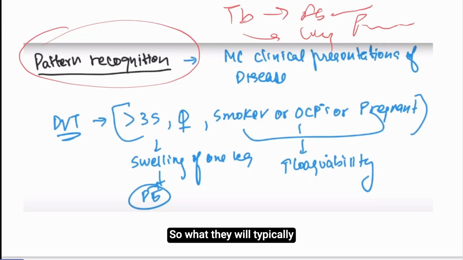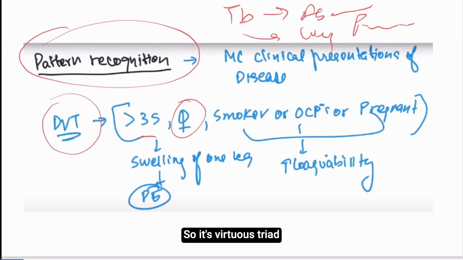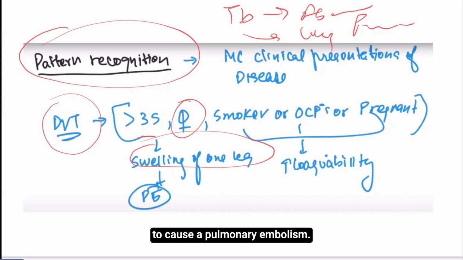So what they will typically give you, for example for DVT, is a woman who's 35, female, a smoker, or uses OCPs, or is pregnant. So it's the Virchow triad, hypercoagulability. And all of a sudden, she's going to develop swelling in one leg, and that's going to cause a pulmonary embolism. This is the most common clinical presentation in the US that you're going to see for DVT or pulmonary embolism.